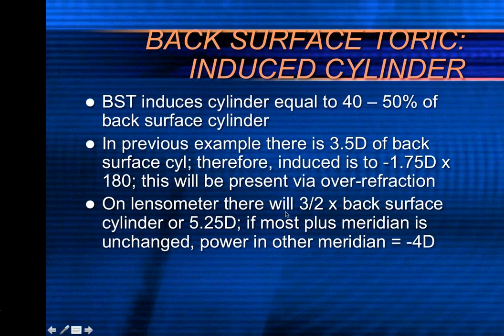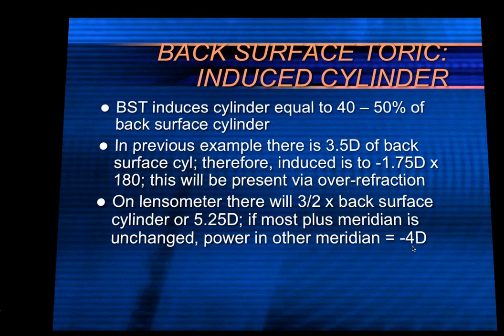When you put it on a lensometer, you're going to get 3/2 the back surface cylinder power that you want. So you'll end up, instead of 3.5 diopters, with 5 1/4. So the most plus meridian is unchanged, and as I mentioned before, that makes the power in the other meridian -4. Again, the primary aim of explaining this isn't to make it a really complicated issue, because if that's the case, we're taking our eye off the ball. This is just to indicate to you where the limitation is in a back surface toric lens, where it differs from a bitoric.